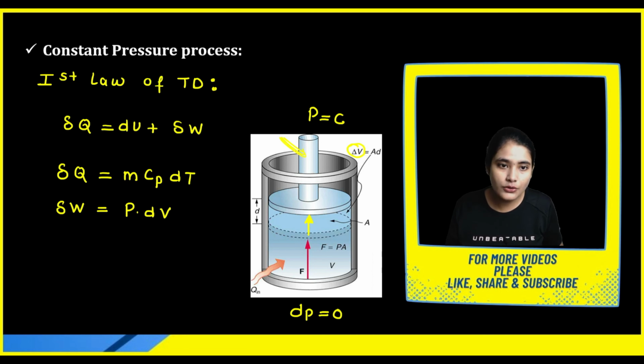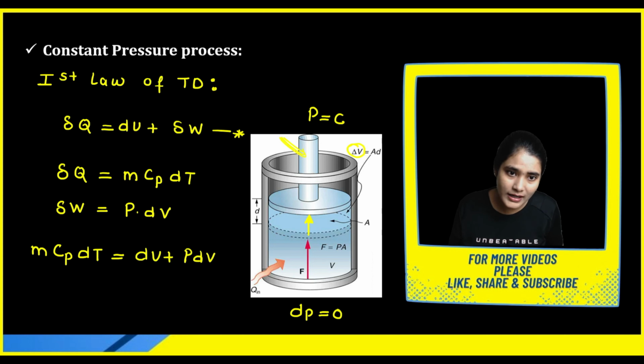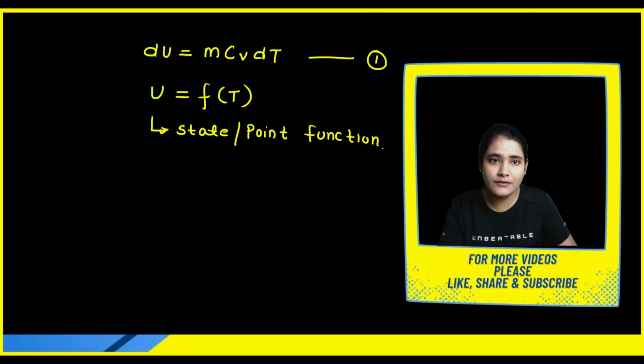So if you put all these values in the first law of thermodynamics, you will get one more expression. What is that expression? m cp dT = du + p dV. Now, my dear, try to understand, this is my second important expression. You already found the value of the net internal energy change.